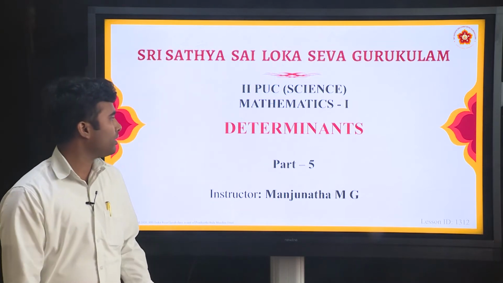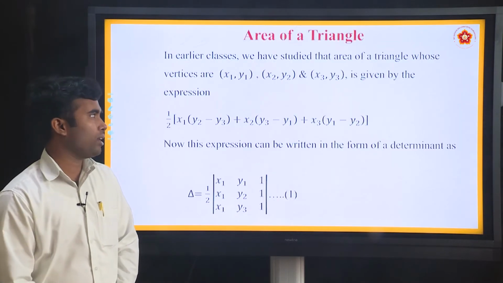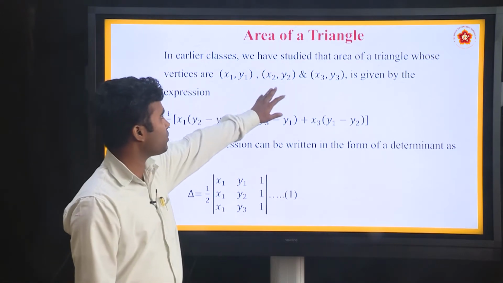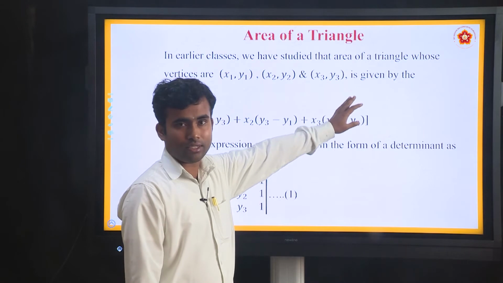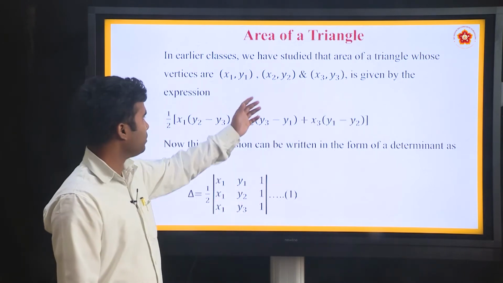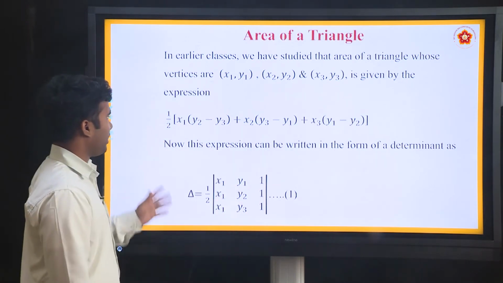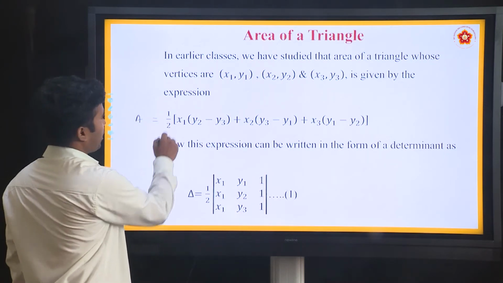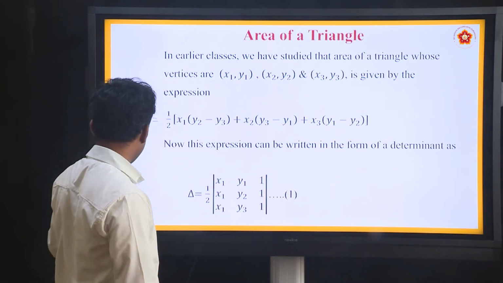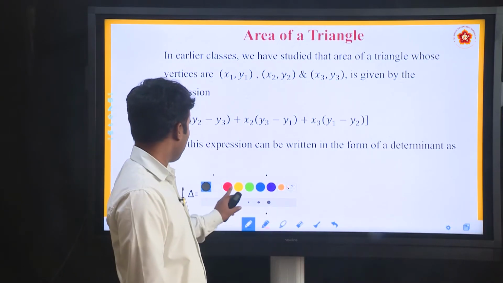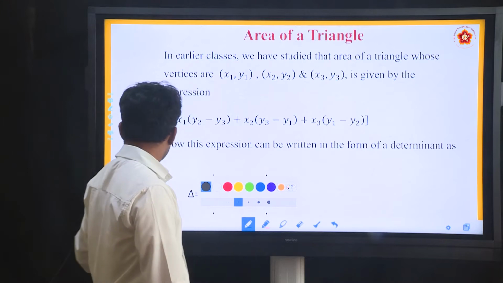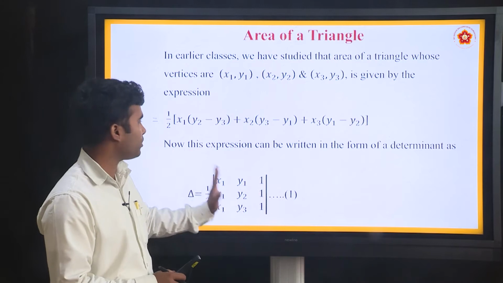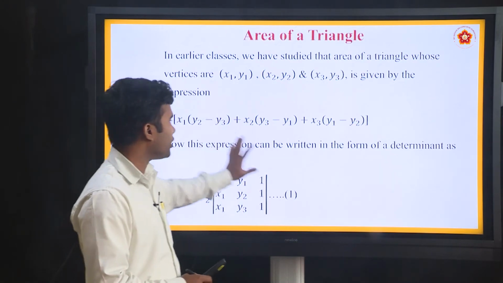Okay. You are quite familiar with this formula in earlier classes, right. See here, x1 y1, x2 y2, x3 y3 are the vertices of a triangle. By using those vertices we can find the area of a triangle by using the formula 1 by 2 of this formula. We are quite familiar with it, right. So, now today we are going to find the same thing, which is finding area of a triangle using determinants.